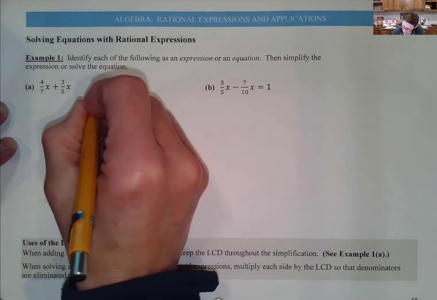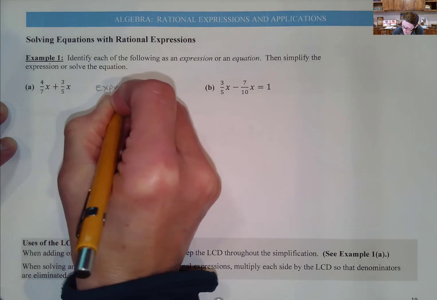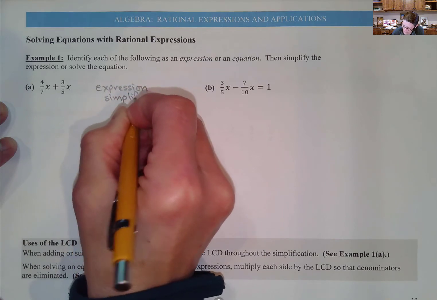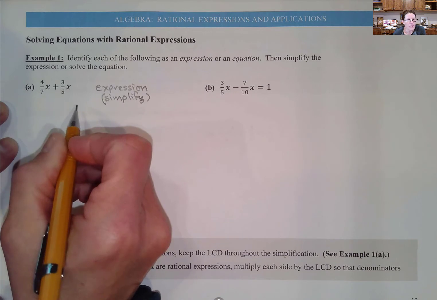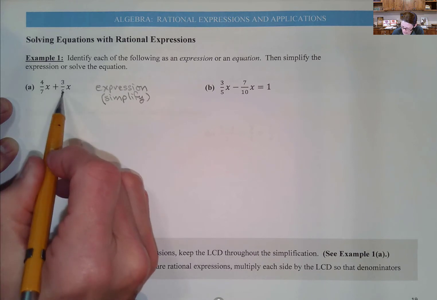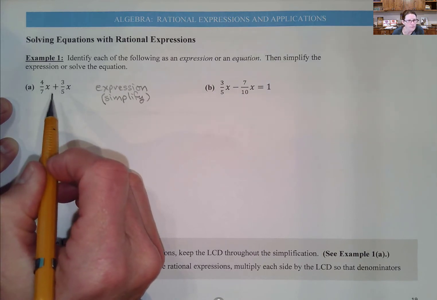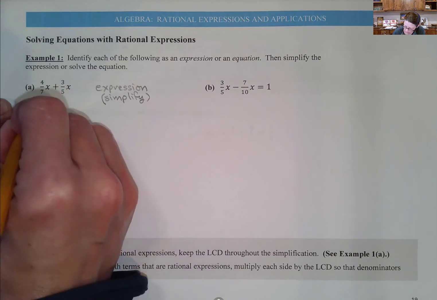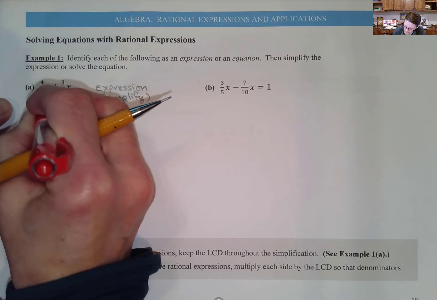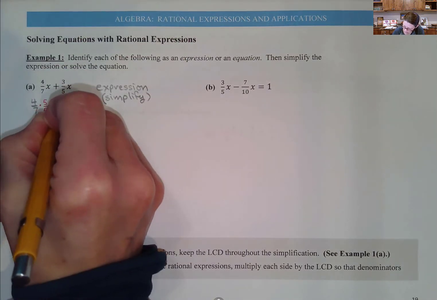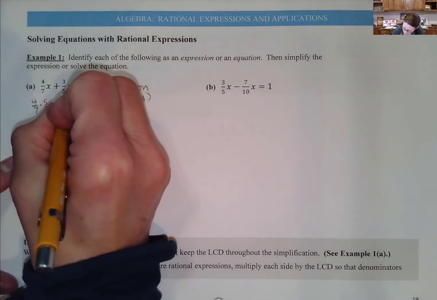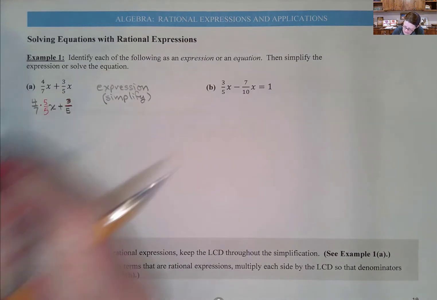This is an expression, and we will simplify it. We'll simplify by performing the given operation. So we're going to add 4/7 x to 3/5, adding coefficients. We need a common denominator of 35. So let's multiply 4/7 by 5/5. And let's multiply that coefficient 3/5 by 7/7.